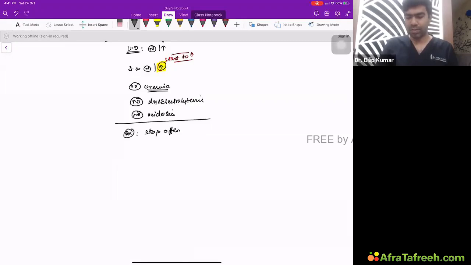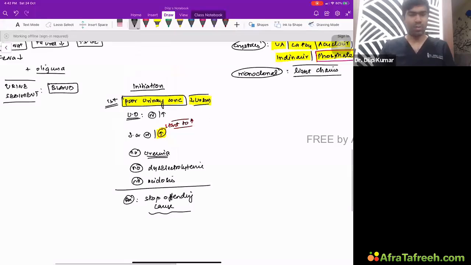There must be some offending cause for ATN. ATN is always secondary. There is nothing like an idiopathic acute tubular necrosis. Always there will be a cause. Just try to stop the offending cause. Most of the time it will be completely reversible. You can completely bring the kidneys back to normal. So no problem at all. This is what happens in the initiation phase.